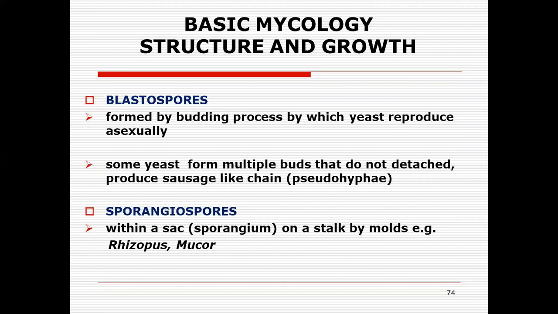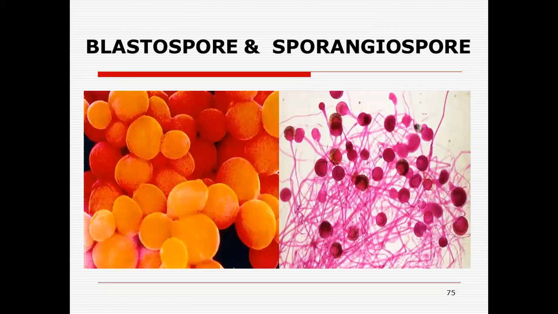And we have another arrangement, what we call sporangiospores. Sporange means the sporangium, the sac. The spores are within the sac on the stalk of a mold. This is characteristic of Rhizopus and Mucor. We will deal with all of these subgroups when we discuss the individual microorganisms.